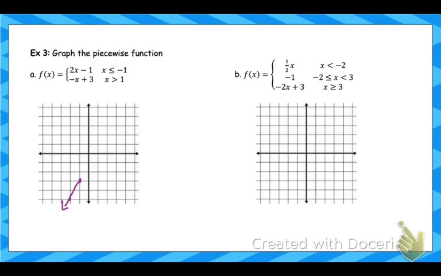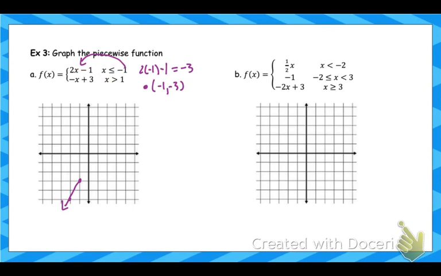The other way you could do this is you can consider the endpoint. You can take this point and plug it in. So 2 times negative 1 minus 1. That's negative 2 minus 1, which is negative 3. So negative 1, negative 3 is a filled in circle, because again, it's filled in because it's or equal to. So negative 1, negative 3 is the endpoint of that graph. Everything to the left, because it's less than, has a slope of 2.